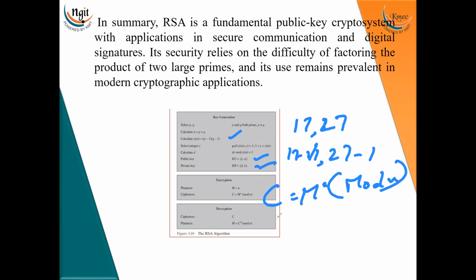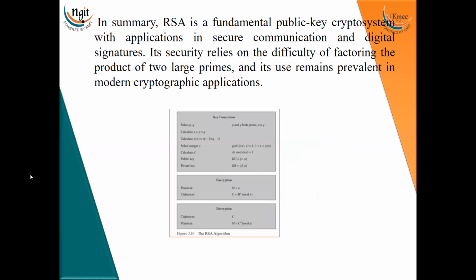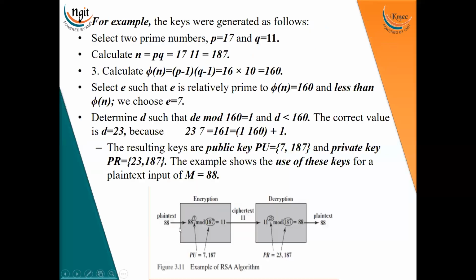And in decryption, what is happening here? The ciphertext is converted back into plain text. That is, M equals C power D mod N. Like this, we calculate the encryption and decryption. That means for the transmission of data using the RSA algorithm, we calculate in this way.